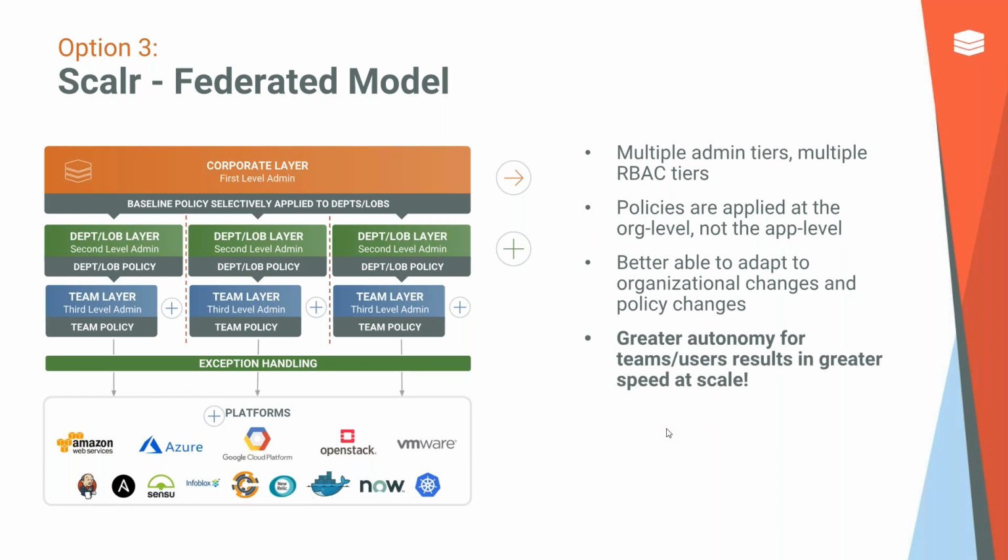So the result of this is that the greater autonomy for these teams results in greater speed at scale, or greater productivity at scale, which is essentially where we started with the business agility goal, without having to compromise on your security and your cost and your compliance.